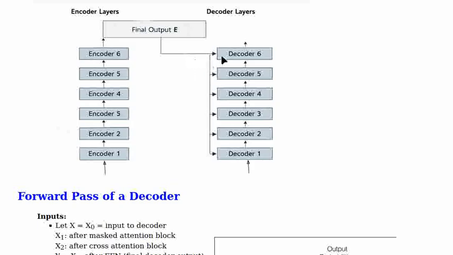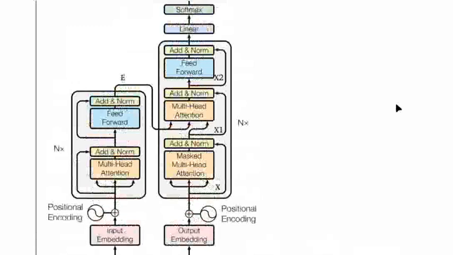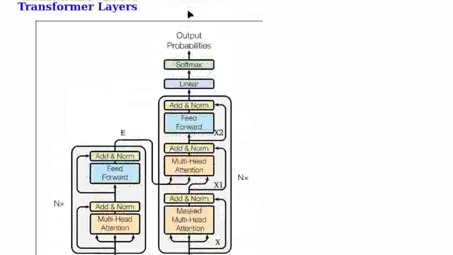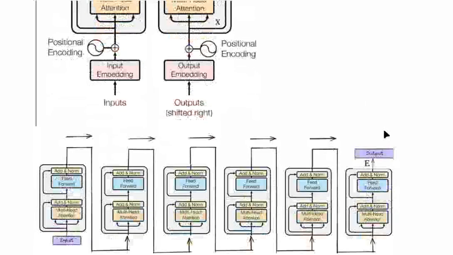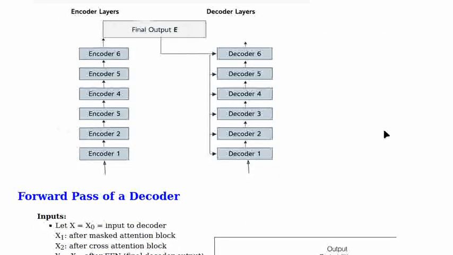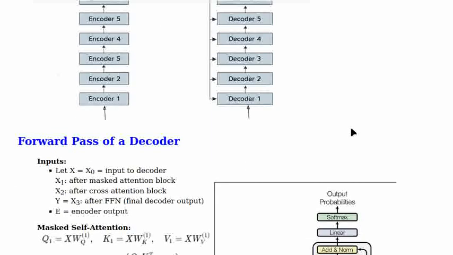This E goes to each of these decoders, but the output of decoder 1 will go to the input of decoder 2, and so on. The output here means the X3 here. It's only the last output, the output of layer 6, that will go to this linear and softmax. So that's the basic architecture of an AI transformer. And now let's see how we do backpropagation.